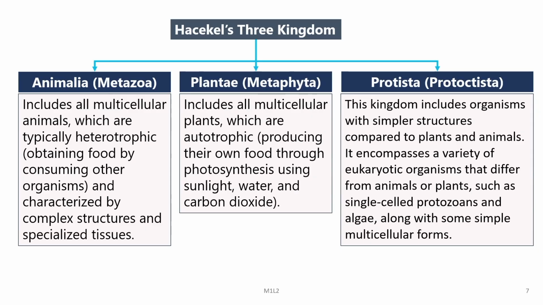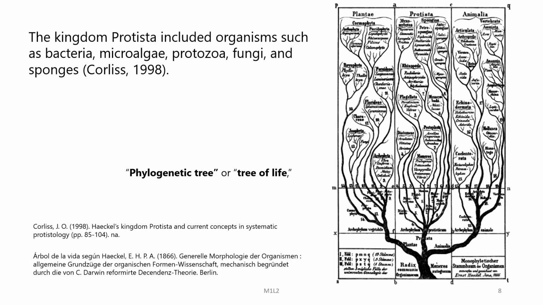This kingdom includes organisms with simpler structures compared to plants and animals, which have complex and specialized tissues. So, these encompass a variety of eukaryotic organisms that differ from animals or plants, such as single cell protozoans and algae, along with some other simple multicellular forms.